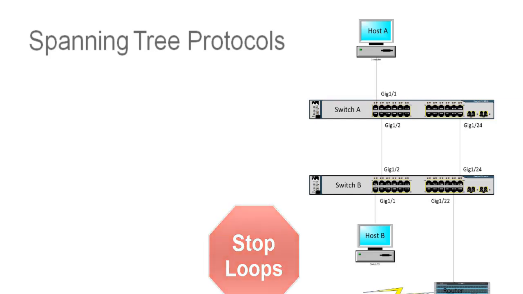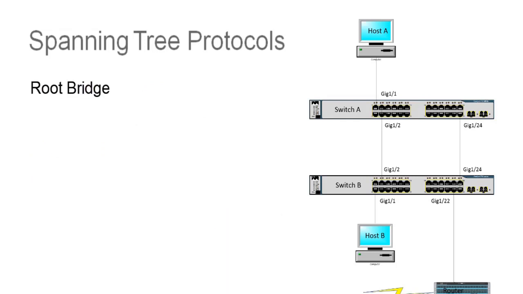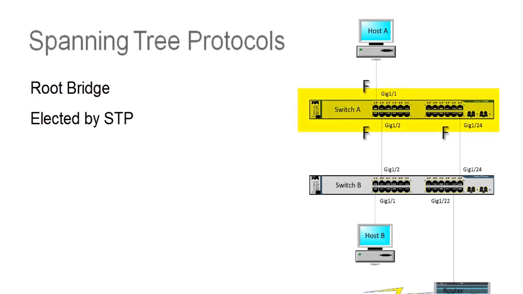To prevent loops in the network, first a reference point is needed, which is called a root bridge. A root bridge is the logical center of the Spanning Tree topology and is elected by STP. In this example, the elected root bridge is switch A. Therefore, all ports on switch A will be in the forwarding state. All paths that are not needed to reach the root bridge from anywhere in the network are placed in STP blocking mode. In this example, note that only one port is needed to stop the loop.